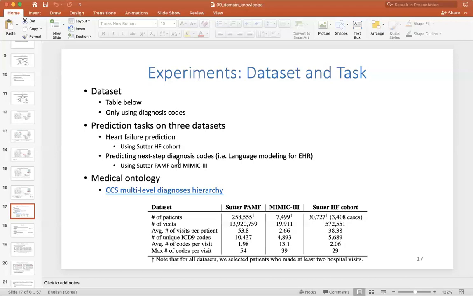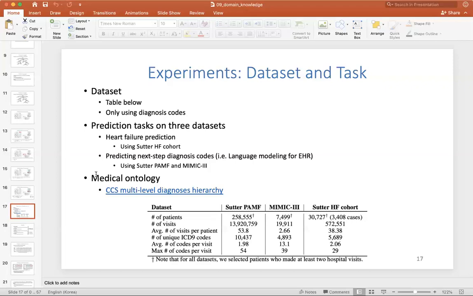So it would be like a generalization of language modeling. And I did that using these two datasets, Sutter PAMF and MIMIC-3. And for the medical ontology, the disease code hierarchy, I didn't use ICD-9. I used something called the CCS multi-level diagnosis hierarchy. But the essence is the same. It's just some tree-structured disease codes.